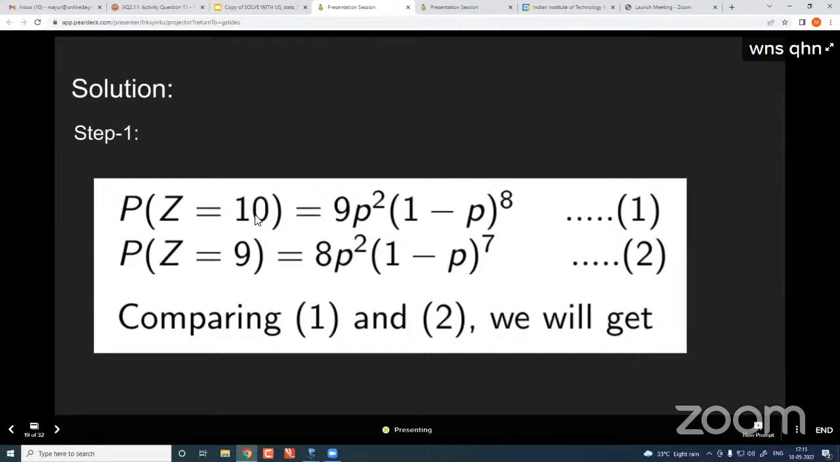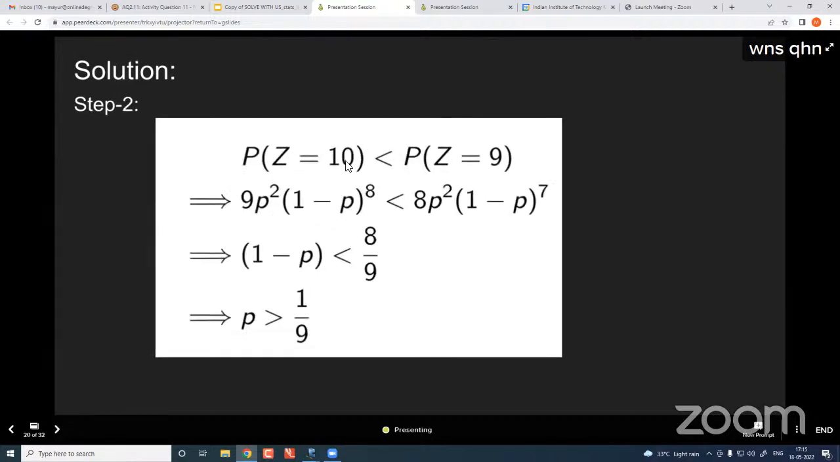So this is the same thing, right? For the probability z equals 9, it now becomes 8 times p square into 1 minus p to the power 7, right? 1 less, correct? Now we have to find that the probability that z equals 10 is less than the probability that z equals 9. So you'll do it like this: 9p square into 1 minus p to the power 8 less than 8p square into 1 minus p to the power 7. So this will get cut, 1 minus p to the power 7 and p square. So on this side we will be left with 1 minus p. So 9 times 1 minus p is less than 8, right? Correct?